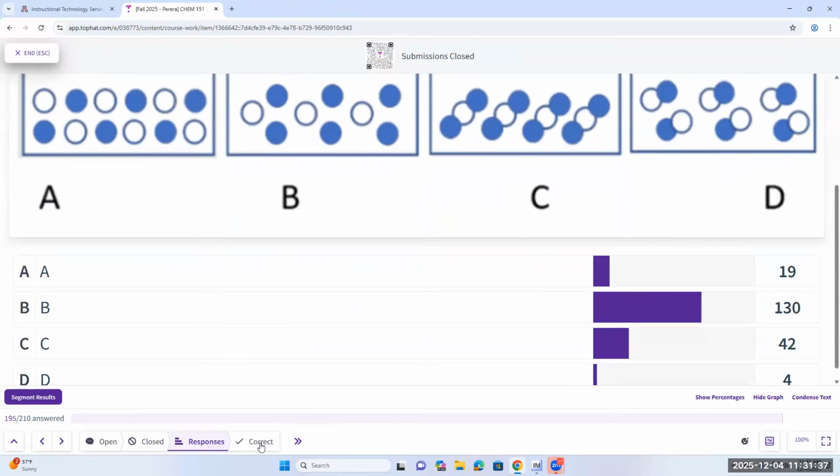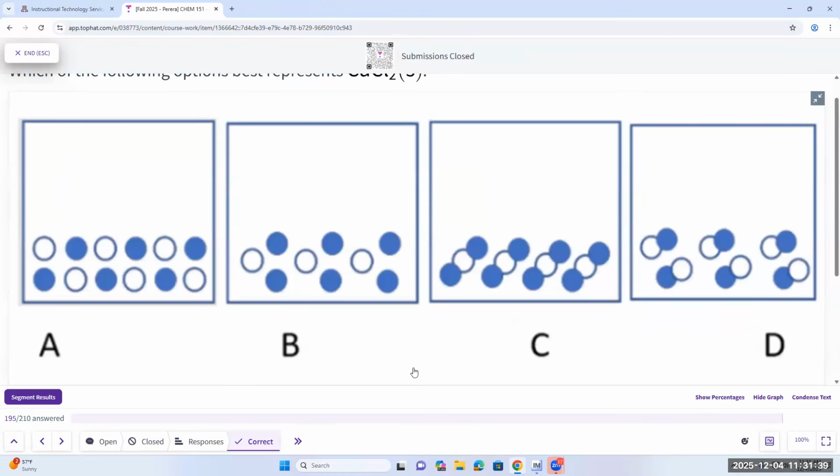Most of us selected option B, and that is the correct answer as well. Now, the second most popular answer is option C. The problem with C is this. It is true that we have a 1:2 ratio. True. However, those are molecules. In option C, they are representing molecules rather than ions. For that reason, option C is out.